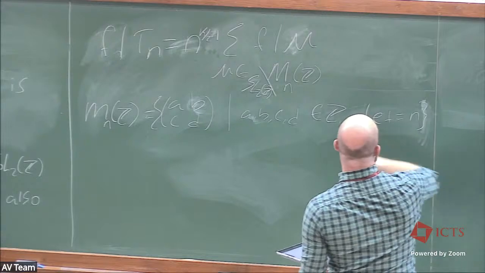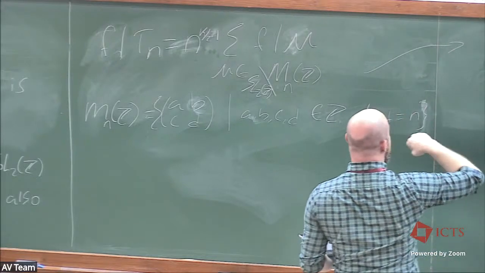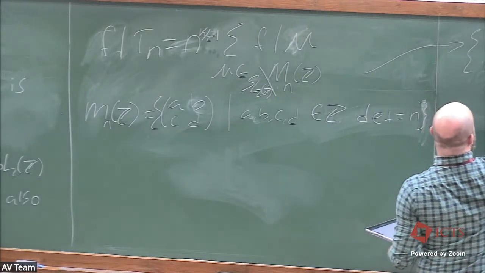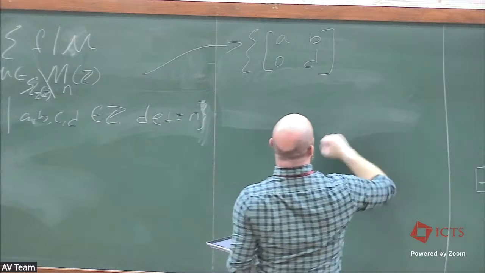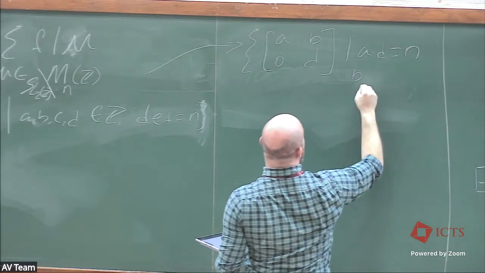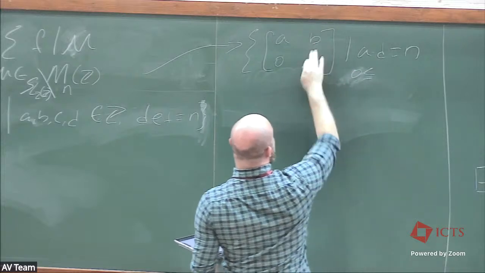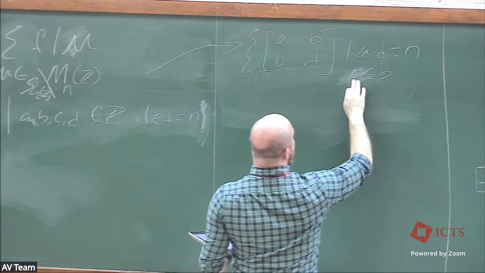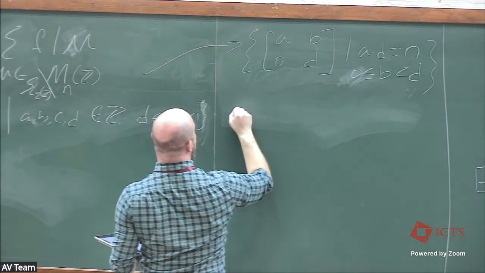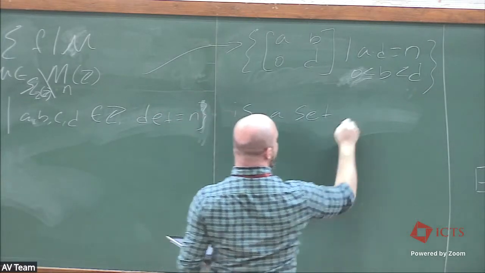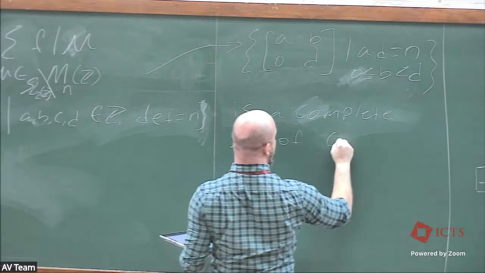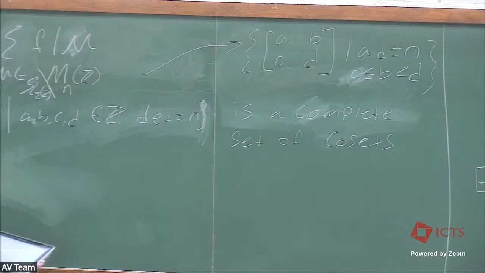Now it turns out that one choice of cosets that we can pick that will be convenient for our purposes is going to be matrices of the form A, B, 0, D, where A times D equals N, and then B is going to range between, well, I just need B mod D, so let's just pick B to be between 0 and strictly less than D. This is a complete set of cosets.